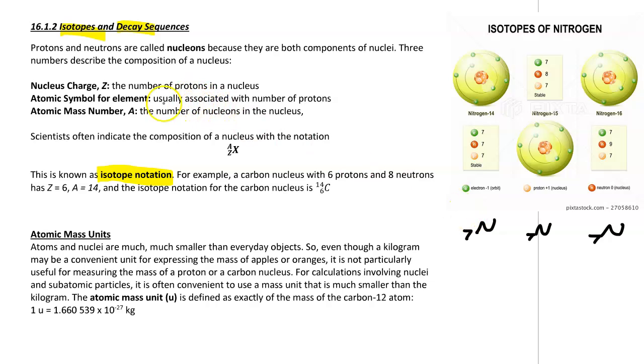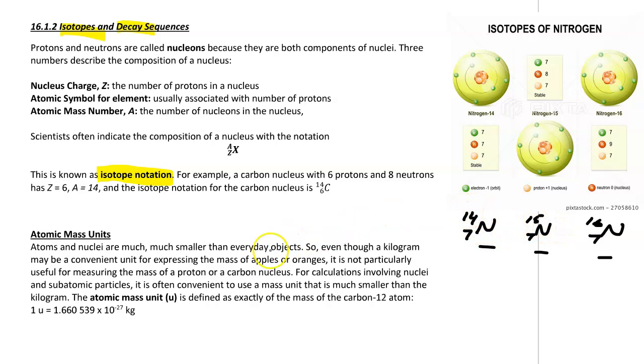And the top number here, the A, is the mass number. So given that we've got 7 protons and neutrons in this first, that would be a mass of 14. This would have a mass of 15, and this would have a mass of 16. And so that is the isotope notation.